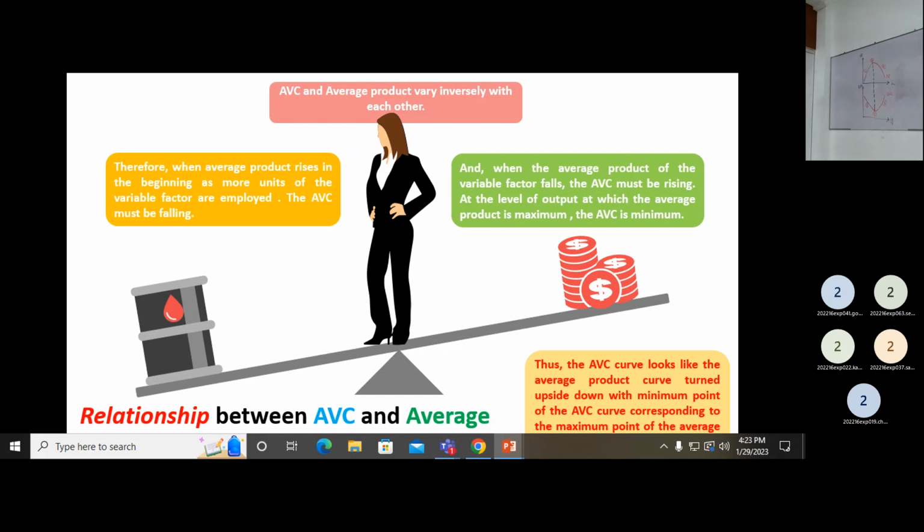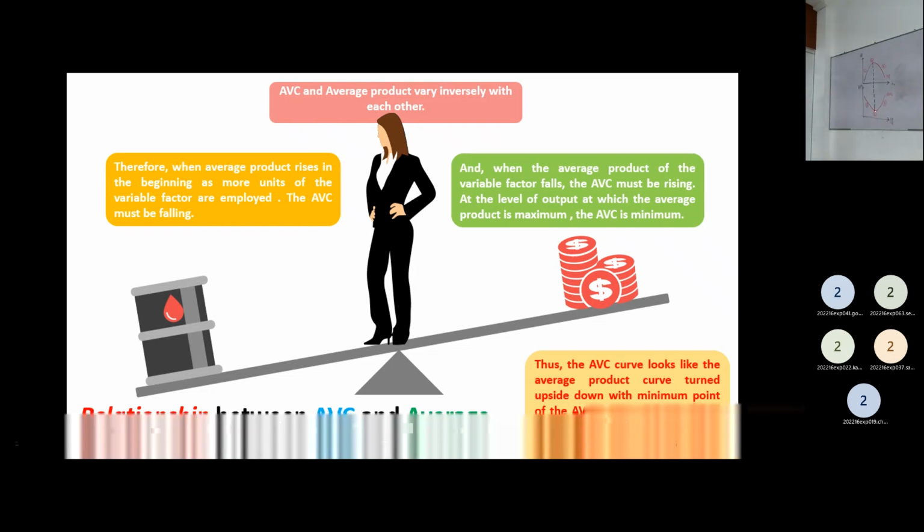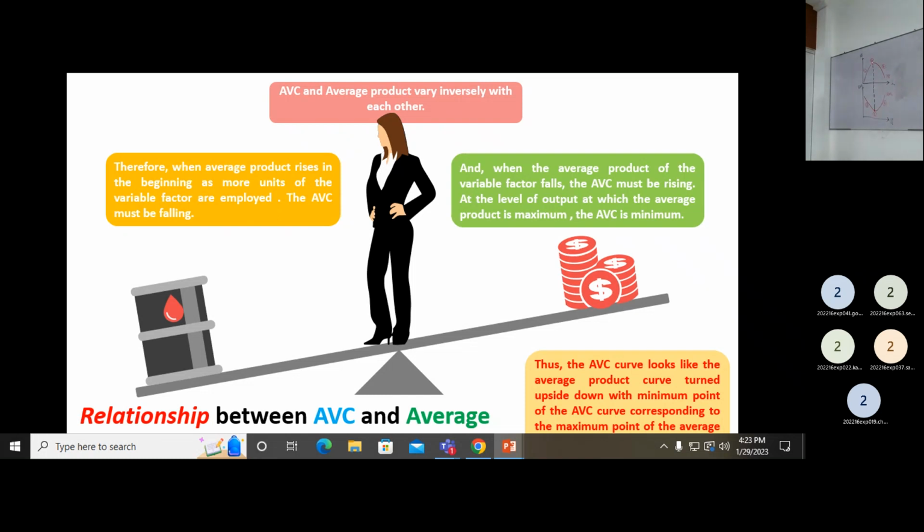So therefore, we could say the average variable cost curve looks like the average product curve turned upside down. If we turn this in this way, that is the average variable cost. Upside down, with the minimum point of the average variable cost curve linked with the maximum point of your average product curve. Clear? So this is the simple relationship between average product curve and average variable cost curve. Okay, good.